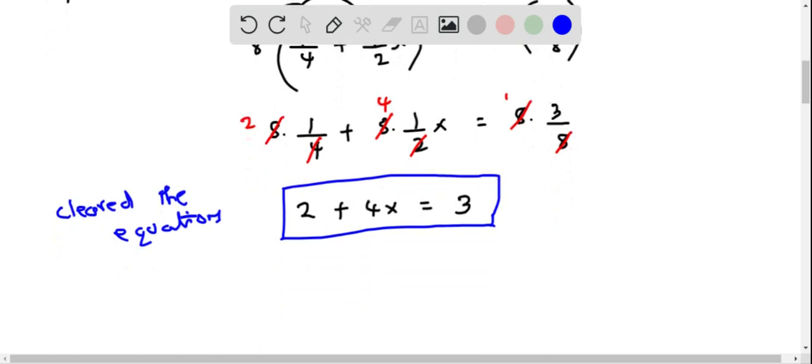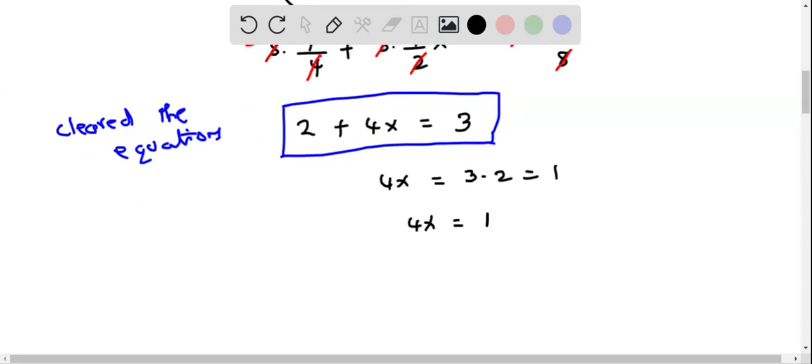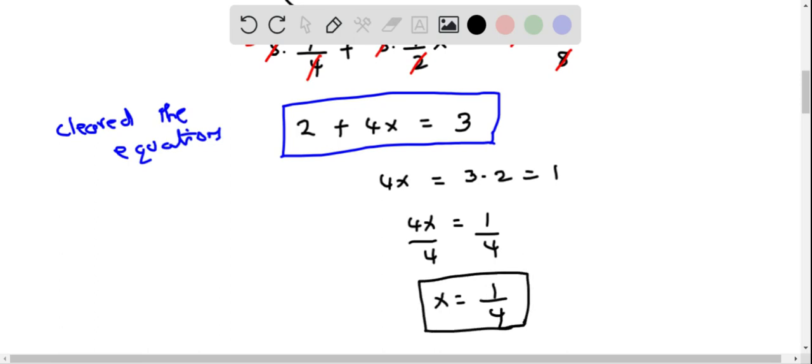Now let's solve for x from this one. I subtract 2 from both sides, so we get 4x equals 3 minus 2, and this equals 1. So we have this equation 4x equals 1. Divide both sides by 4 to get x. So this has to be divided by 4. So therefore we get x equals 1/4. So we have solved for x after clearing the equation. That is, the value of x equals 1/4.